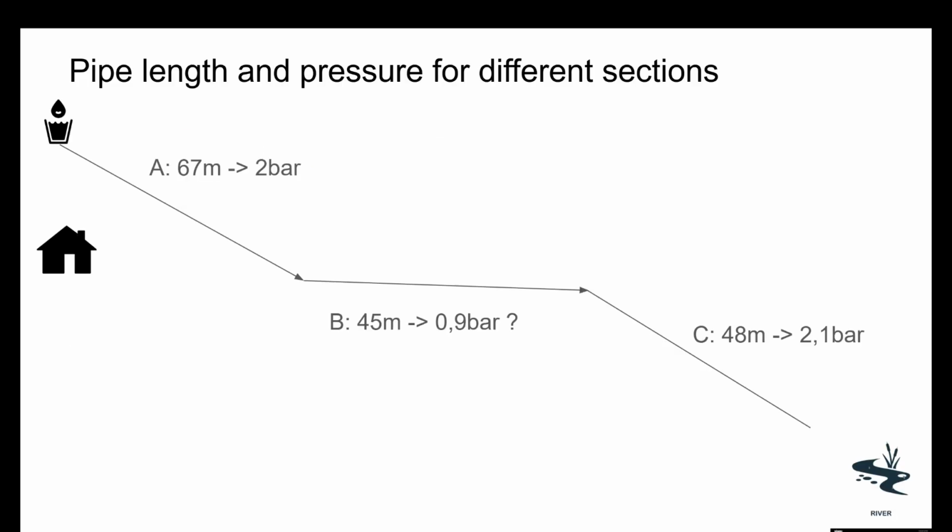So let's look into the pipe length and pressure for the different sections. You saw me in the last video with a pressure gauge and my pipe pulling over the terrain. So I'll show you right now what I measured. In the first video, I already measured the pipe length of section A, which is from the water intake down to a flat spot. I measured 2 bar there, which is around 30 psi.